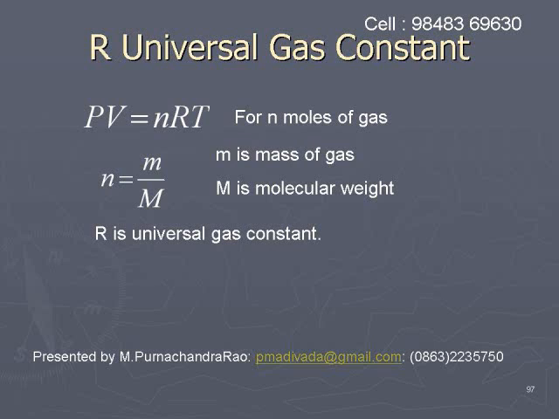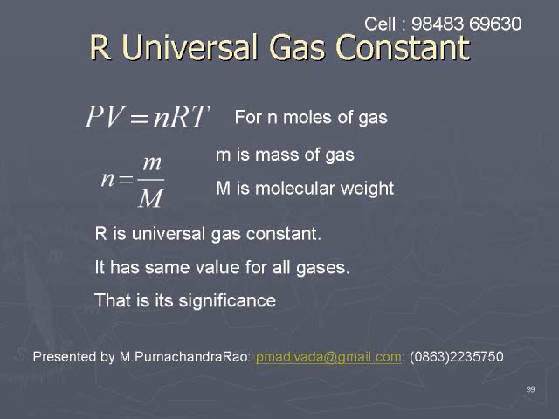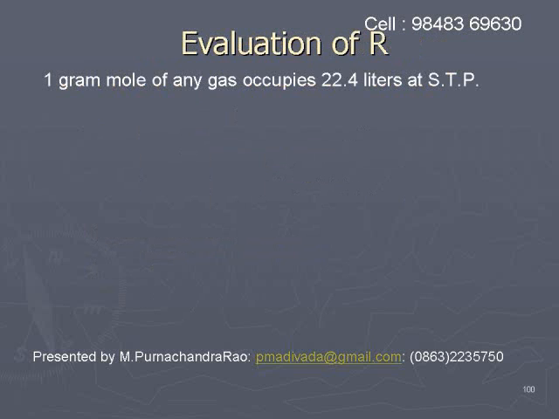Capital R is the universal gas constant. This is constant for all gases. It has the same value for all gases. So, that is why it is significant in gases. In the study of gases, this value is significant because it can be applied to all gases.